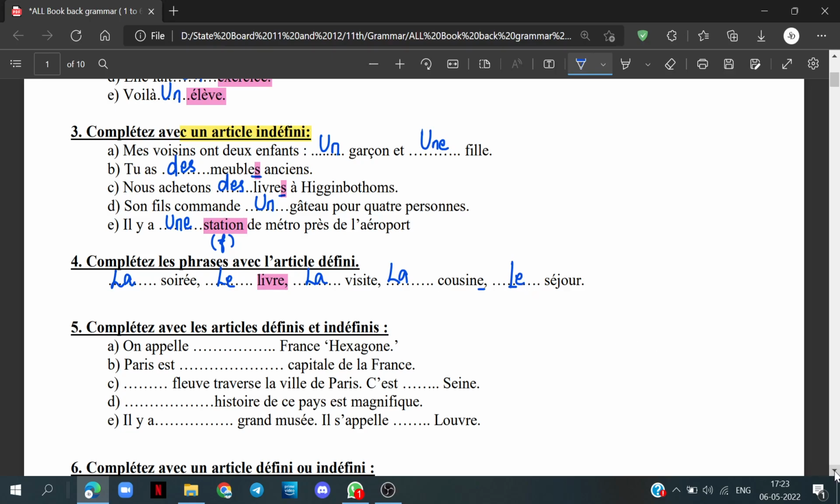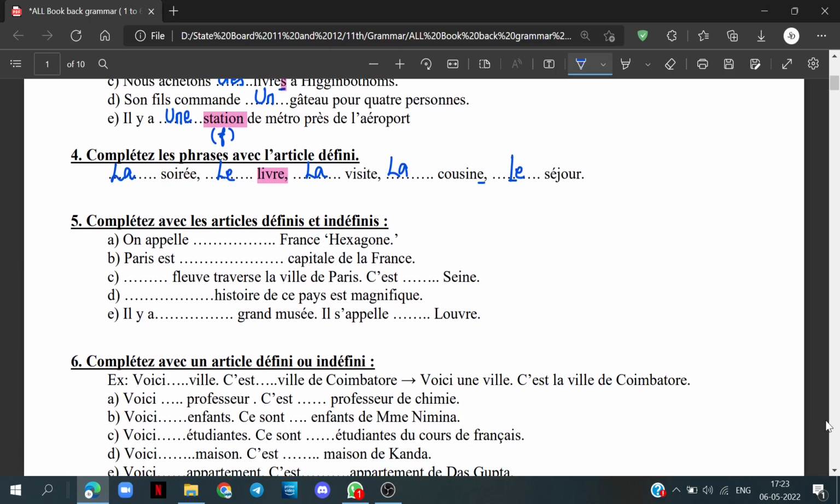When article definite and indefinite are both there in a sentence, we need to see the meaning of the sentence. Definite will be "the", indefinite will be "a" or "an". Based on that, you need to choose the articles. Okay. "On appelle la France l'Hexagone." We call France the Hexagon.